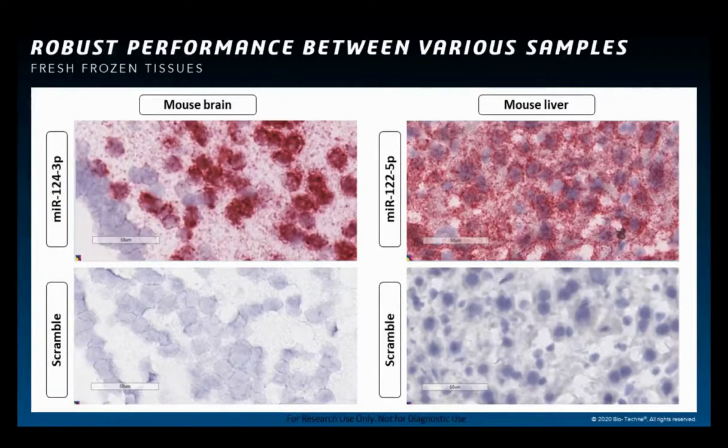Additionally, the miRNAscope assay demonstrates similar detection robustness with fresh frozen tissue samples. Demonstrated here in the left column, microRNA 124 is stained in the fresh frozen mouse brain tissue with abundant signals, similar to what we just saw with the FFPE tissues. Again, the scramble probe is used as the negative control to demonstrate assay specificity, here showing no background was detected. On the right column is another example of fresh frozen tissue, but with microRNA 122 stained in the mouse liver, showing robust detection of the target, and no background was detected with the scramble negative control.